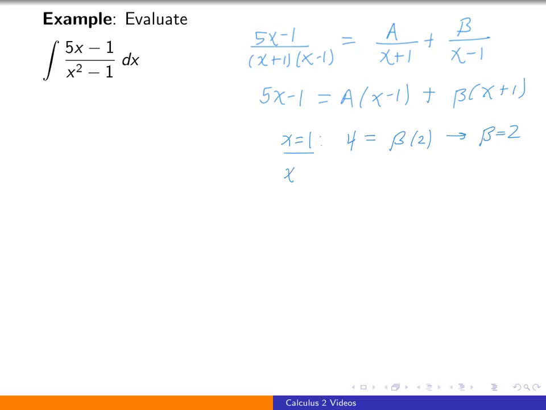Similarly, if we let x be equal to minus 1, that will make the B term cancel. So if we plug minus 1 into the left-hand side, we have minus 5 minus 1 is minus 6. And you have A multiplied by minus 1 minus 1. And the B term cancels. So minus 6 equals minus 2A implies that A is equal to 3.